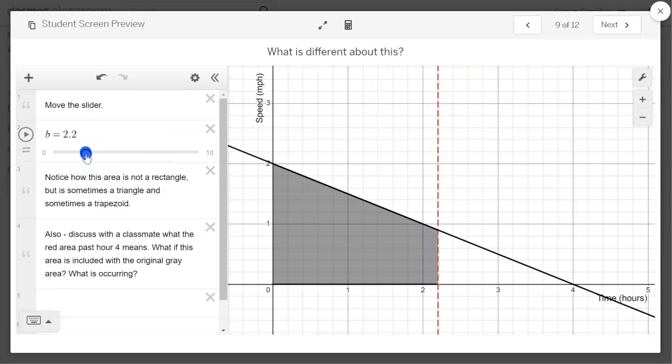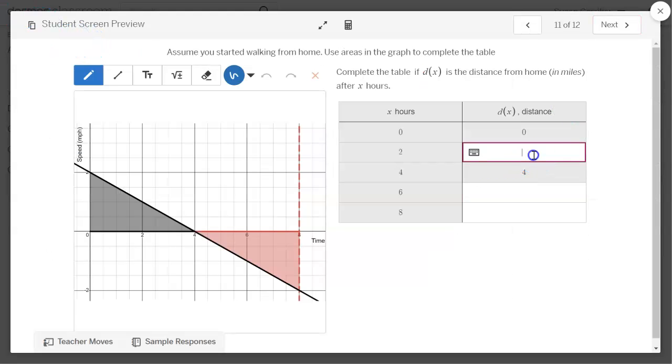So they are not equally spaced, and kids will just do that automatically because they're used to filling out linear data. This is not linear data. So if you're noticing kids doing that and just putting a 2 here because 2 is halfway between 0 and 4, ask them to show you that in the graph. Where are you seeing a 2 for that distance?